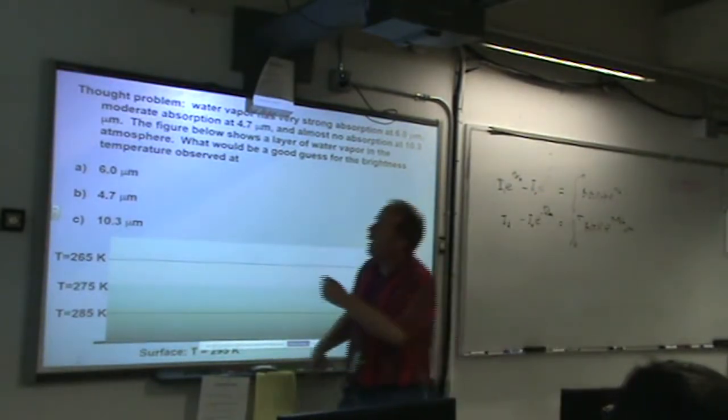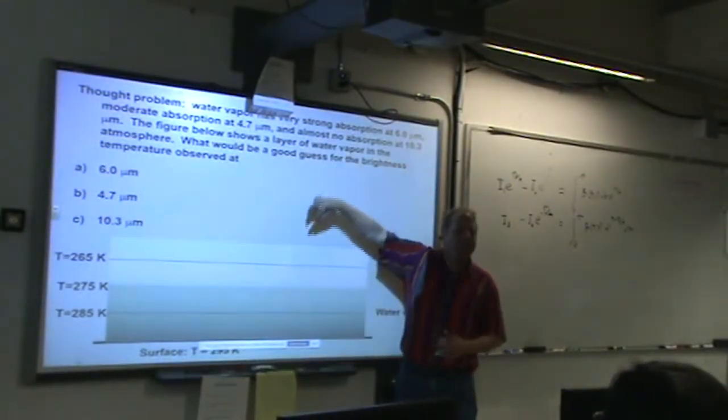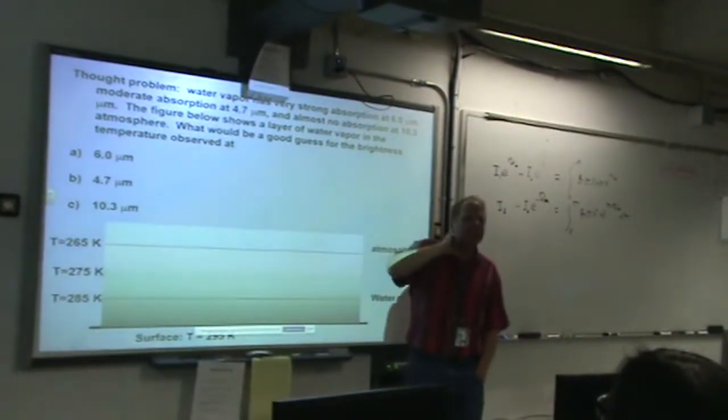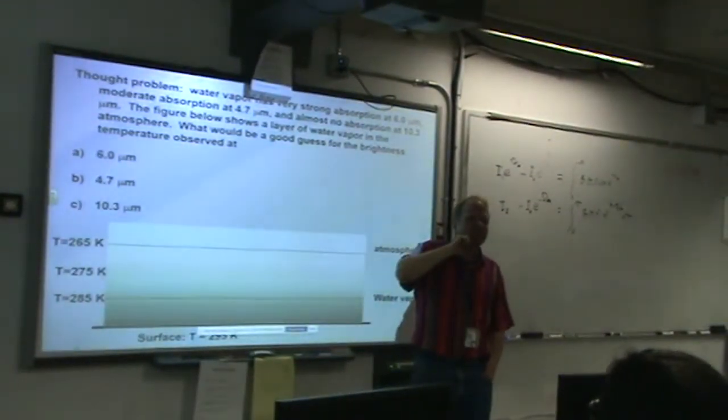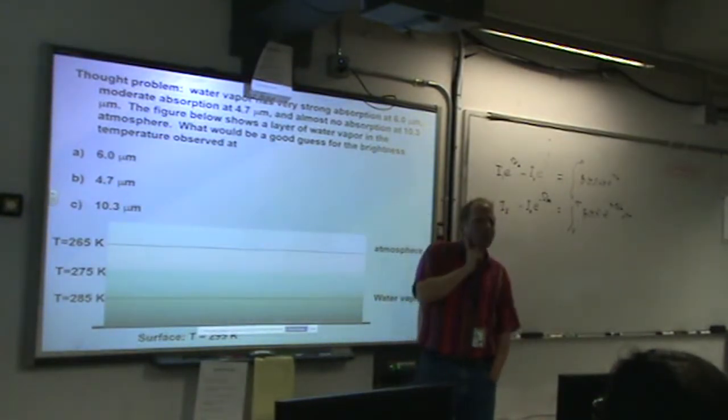So if we have a device that's measuring intensity at 6 microns looking down, what temperature do you think it's going to see? We're at 6 microns. So it's very strong absorption.